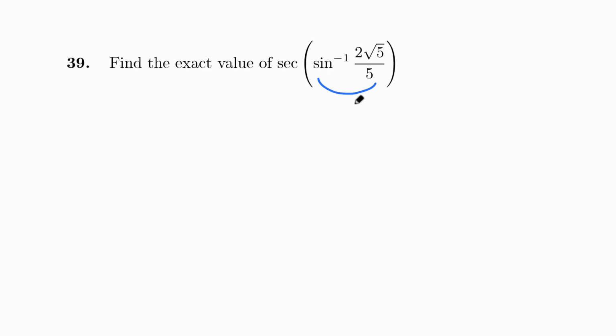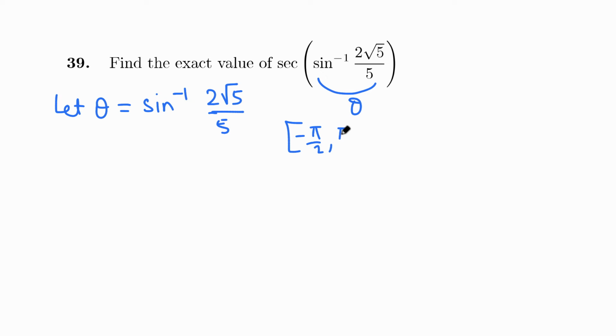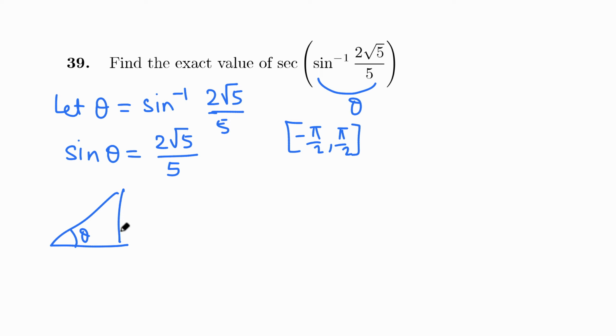Okay, and here the same thing, secant of sine inverse. So this is an angle, let's say that theta. So let theta be sine inverse of 2√5/5. And this range, this theta for sine inverse, that theta should be in between -pi/2 to pi/2. And this is positive, that means in the first quadrant. Take sine both sides, so we can write sine theta equals 2√5/5. Okay, now based on this, we can draw a right triangle with angle theta.